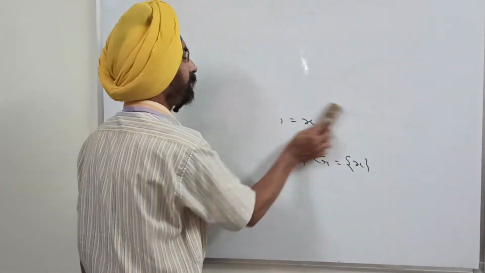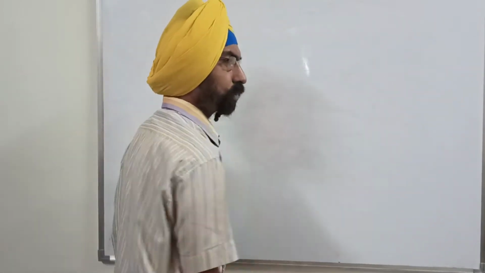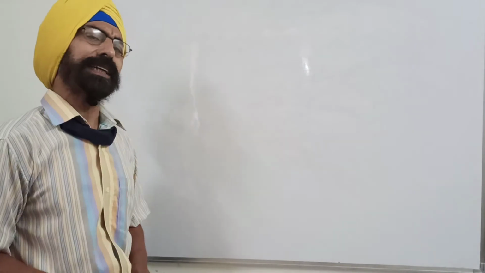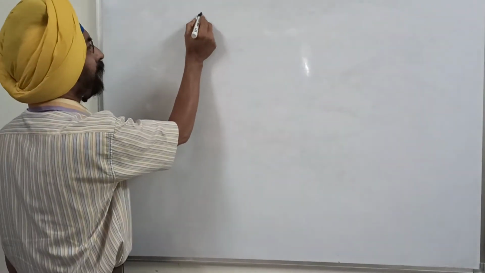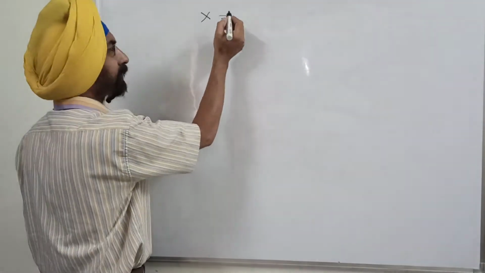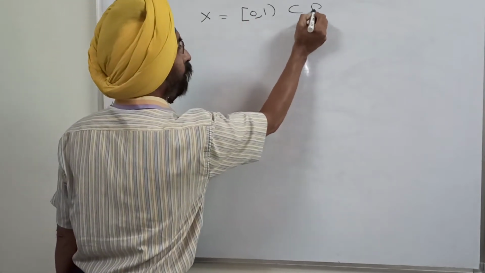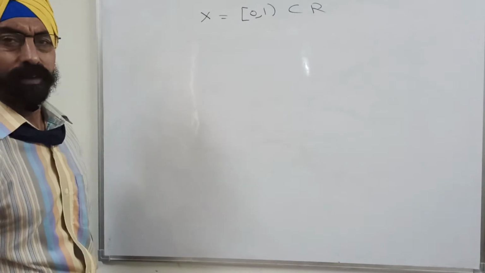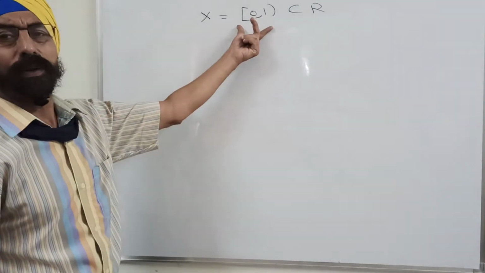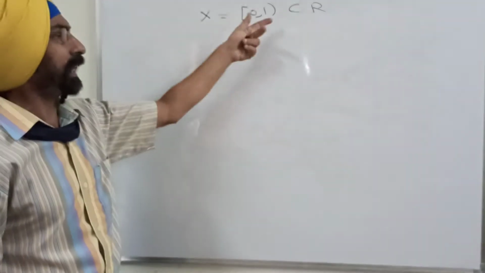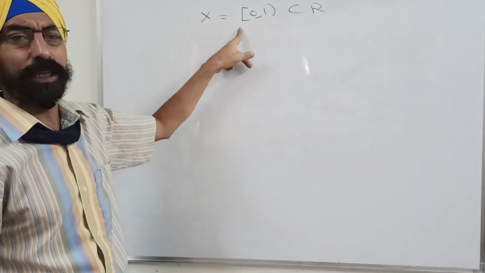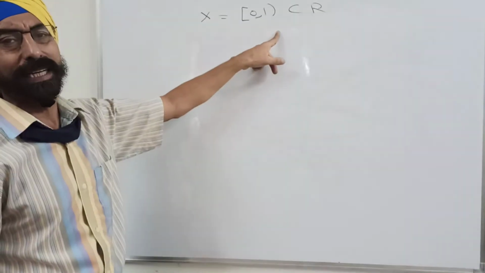Let us see what next we are to do. I am taking another example. Take your X to be the set [0,1), which is a subset of the set of real numbers. This is a clopen interval, closed on the left side and open on the right side. That means 0 is included, but 1 is not included.